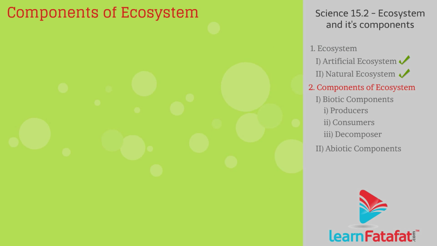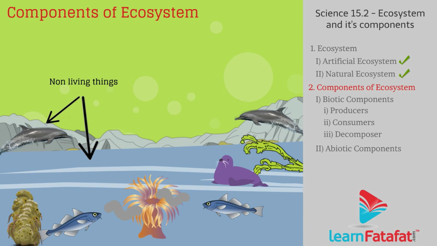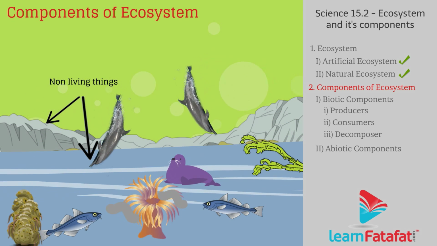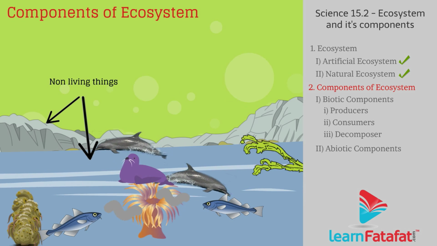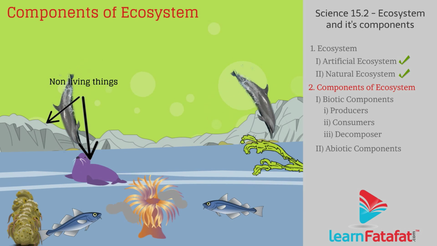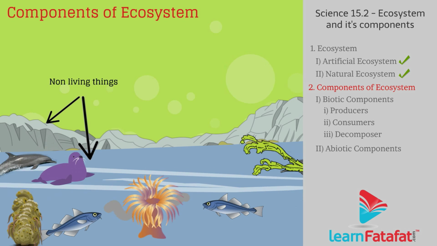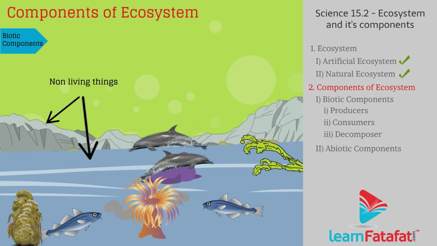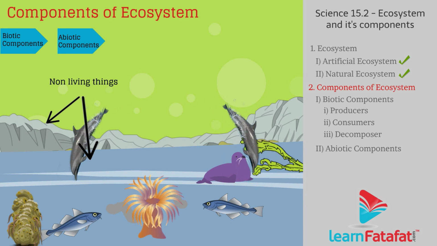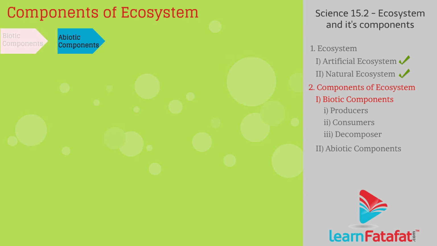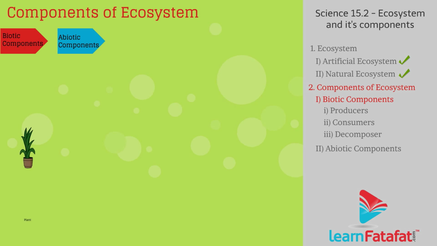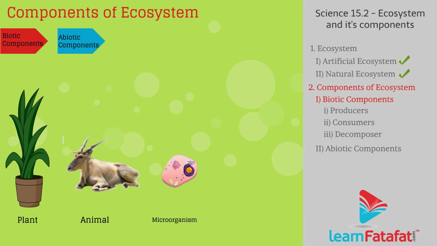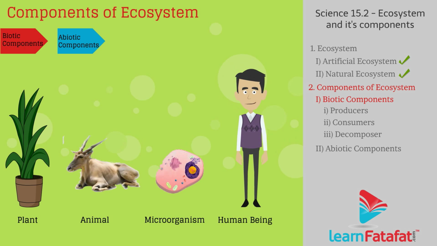Components of ecosystem. All the living and non-living things present in an ecosystem are the components of that ecosystem. Components of an ecosystem are classified as biotic components and abiotic components. Biotic components. These are the living organisms of the ecosystem, for example, plants, animals, microorganisms, and human beings.